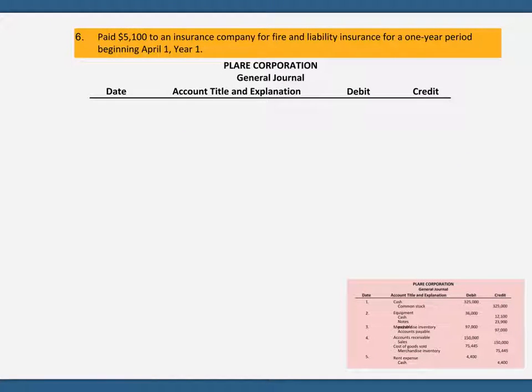Number 6, the company paid $5,100 to an insurance company for fire and liability insurance for a 1-year period beginning April 1st, year 1. What's important to note here is that it began on April 1st. So we've paid for the insurance, but we haven't incurred the expense yet because we haven't been able to use it, because remember, all these transactions are made in March. So therefore, this insurance policy, we prepaid for it. And as a review, prepayments are assets. For example, prepaid insurance or prepaid rent.